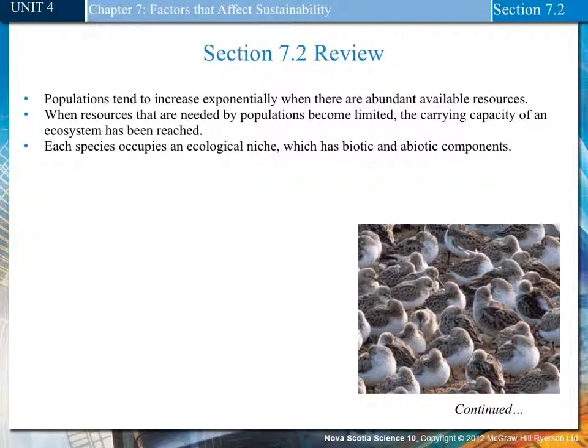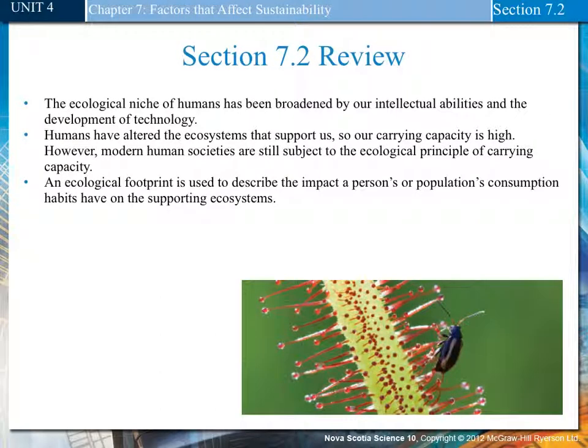So let's recap. Populations tend to increase exponentially when there's an abundant availability of resources. When resources that are needed by a population become limited, the carrying capacity of an ecosystem has been reached. Each species occupies an ecological niche which has biotic and abiotic components. The ecological niche of humans has been broadened by our intellectual abilities and the development of technology. Humans have altered the ecosystem that supports us, so our carrying capacity is high. However, modern human societies are still subject to ecological principles of carrying capacity.